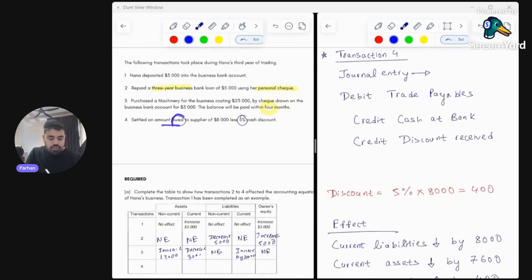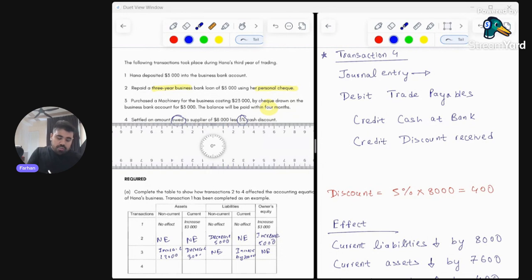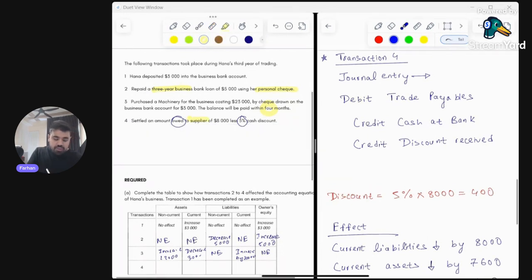Settled an amount owed to supplier of 8,000 less 5% cash discount. Now the question clearly mentions the word supplier, all right? Which means we are used to buying inventory on credit from our suppliers with a promise to make the payment later in the future. So in this case, we're actually making a payment, and when we are making the payment, we're getting some kind of cash discount, which is 5%. Now, the original amount that we used to owe our credit supplier is $8,000. Credit supplier is also referred to as the trade payables, right?